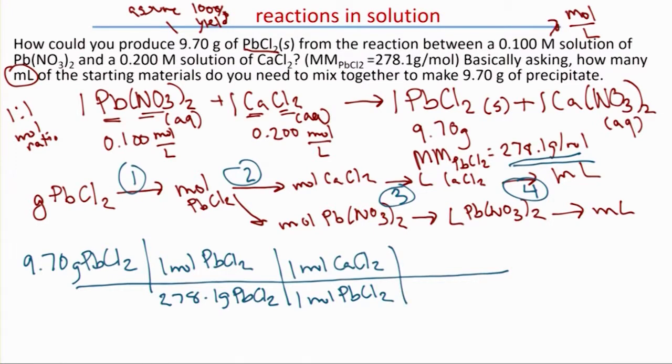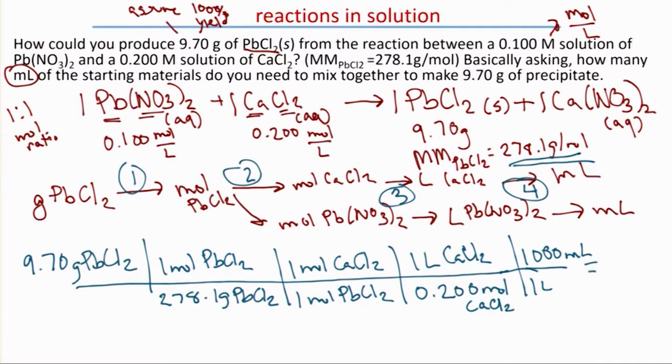There will be needed 1 mole of CaCl2. And then next step, we need to go from moles of calcium chloride to liters of calcium chloride. The relationship between moles and liters is the concentration, and that was 0.2 moles per liter. I want moles to cancel, so I'm going to put the 0.20 moles for every 1 liter. And that's up on top. And then lastly, in 1 liter, there is 1,000 milliliters. Whew, that was a bunch, okay?